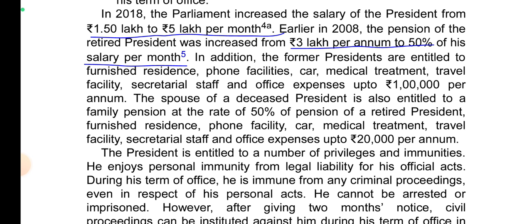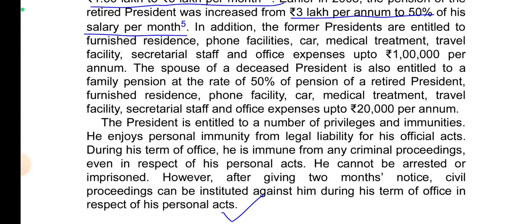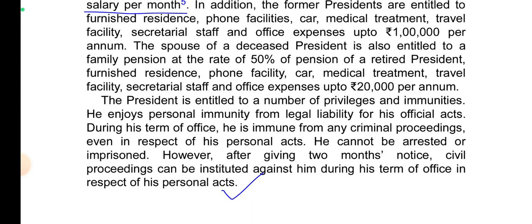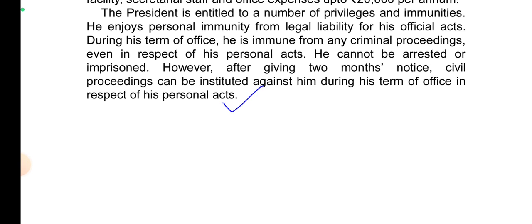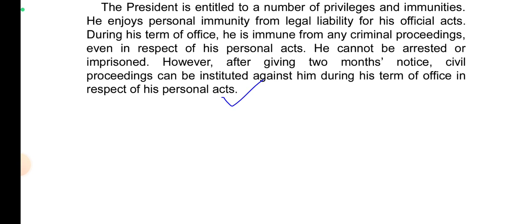salary per month. In addition, the former presidents are entitled to furnished residence, phone facilities, car, medical treatment, travel facility, secretarial staff and office expenses up to 1 lakh per annum. The spouse of a deceased president is also entitled to a family pension at the rate of 50% of pension of a retired president, furnished residence, phone facility, car, medical treatment, travel facilities, secretarial staff and office expenses up to 20,000 per annum. The President is entitled to a number of privileges and immunities.